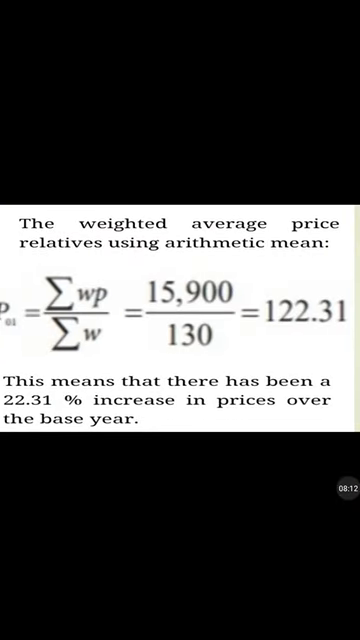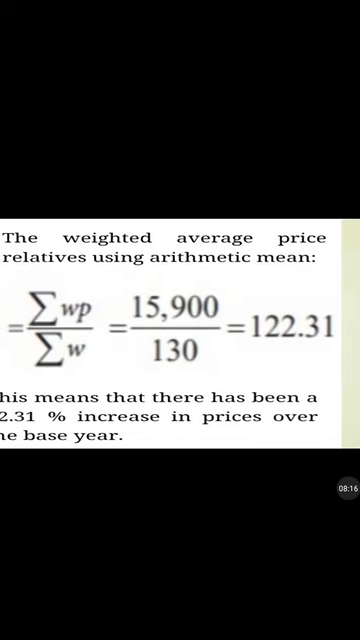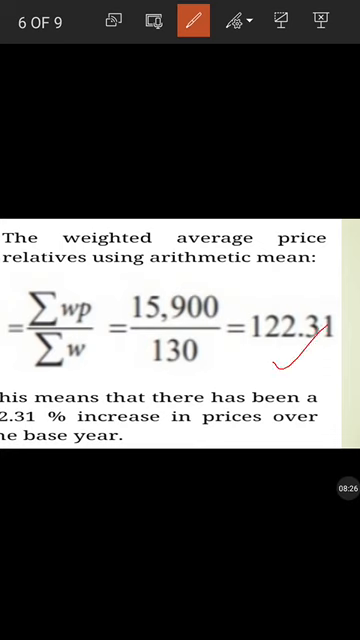So this is what we have done under arithmetic mean. The formula is summation WP divided by summation W, that is 15,900 divided by 130, which is equal to 122.31. So the answer is 122.31.